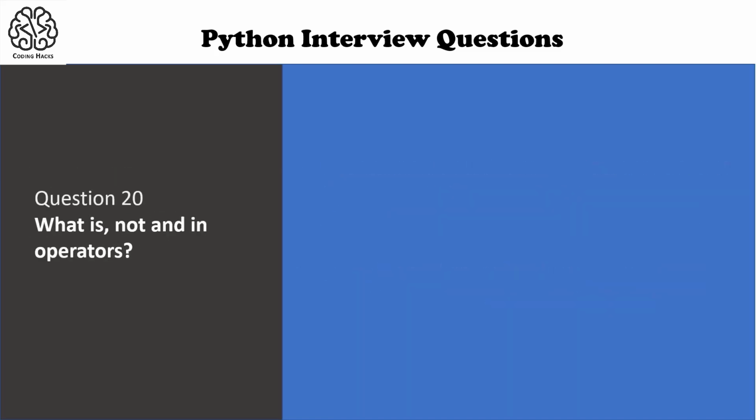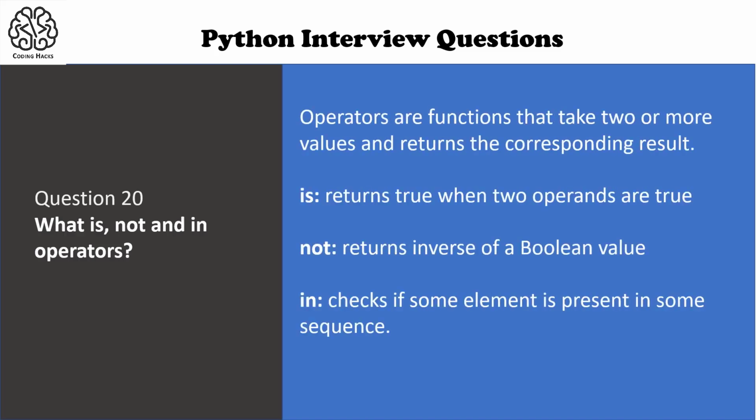The next question is, what are the not and in operators? Operators are functions that take 2 or more values and return the corresponding results. So we have is, not, and in as operators. If we use is, then it is going to return true when the two operands are true. Whereas we use the not operator to return the inverse of a boolean value.